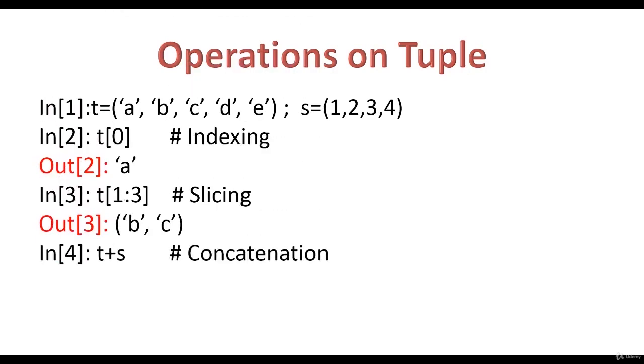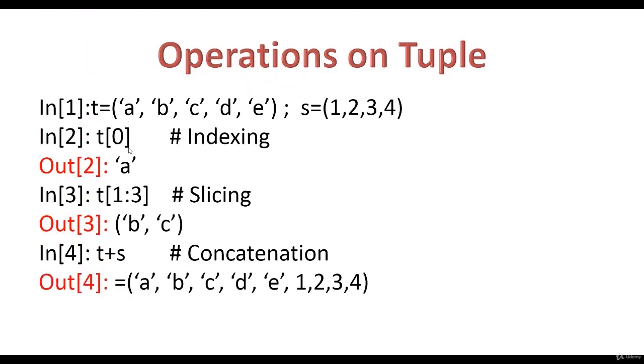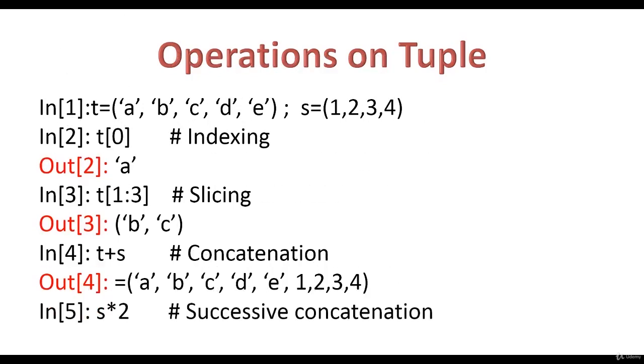Tuple concatenation. This plus operator is used to concatenate tuples. These two tuples are added end to end. Successive concatenation or repetition: this will repeat the tuple's elements 2 times. These elements are repeated 2 times.